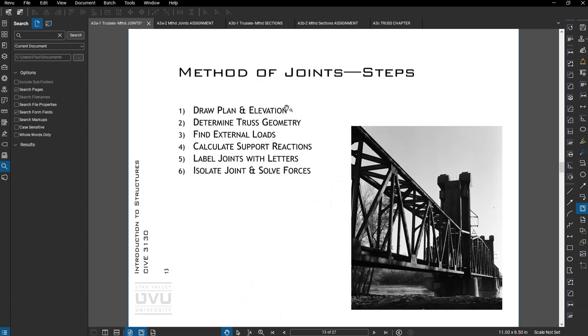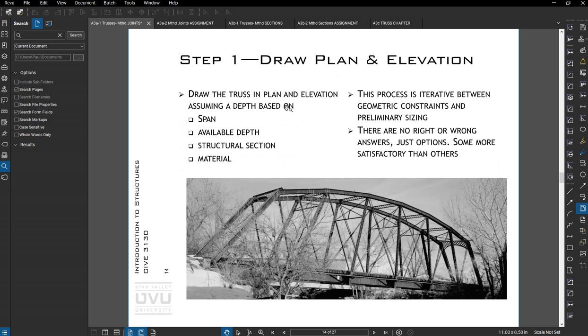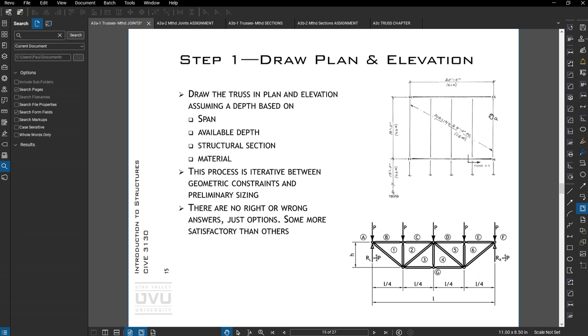Okay, so the first steps are we need to draw this out in plan and elevation. So we need to know how our framing is configured. So in this case, let's say that the truss is right here, and these purlins frame onto it. And this isn't the same sketch as here, or actually it is. 1, 2, 3, yeah. Anyway, those purlins create point loads on our truss. So here's the elevation view, here's the plan view.